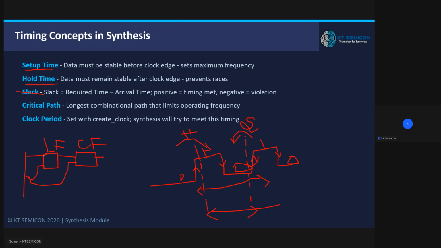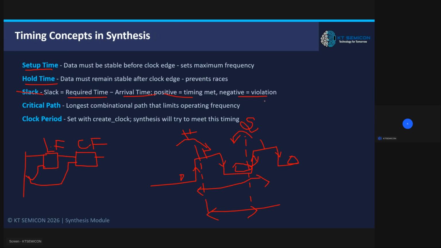So how much time it will take to travel from the launch flop to the capture flop, that is known as slack, which means required time minus arrival time. Required time means how much time it will require, and arrival time means within which time the data arrives. So we have positive slack and negative slack.